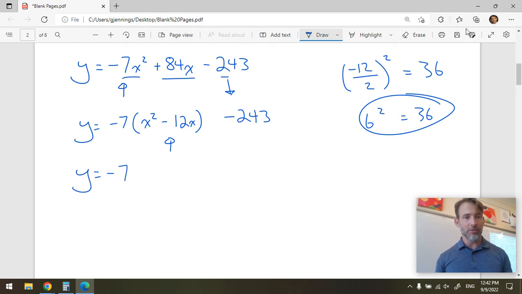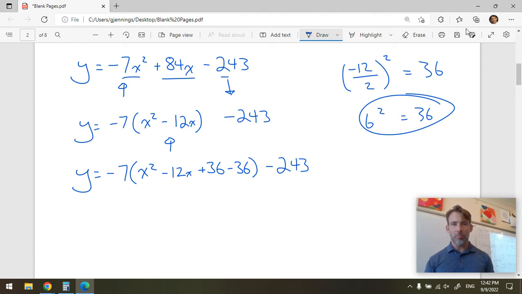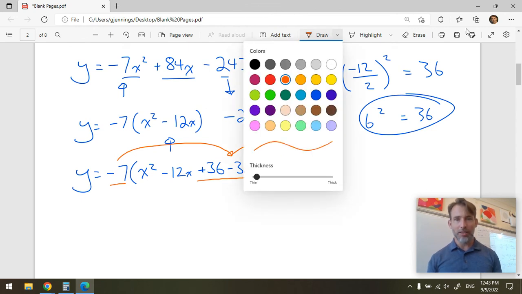Y is equal to negative 7 times x squared minus 12x plus 36 minus 36, minus 243. Notice that I put both of the 36s inside the bracket there. That's important because I do have to multiply that by this a value out here. So when I bring this 36 out, it gets multiplied by that negative 7. Okay, let's keep going.